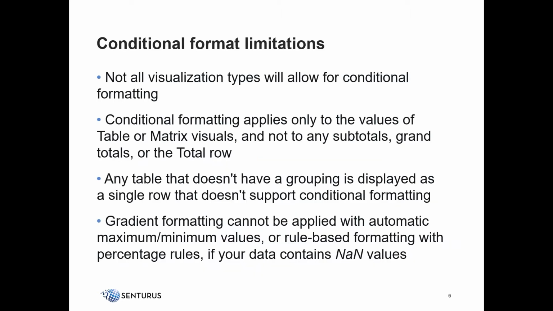There are some rules with conditional formatting. Tables and matrix types, for example, cannot have formatting on any total rows, sub, grand, or the base total row. If a table doesn't have a grouping, then it is displayed as a single row and cannot have conditional formatting. If your data contains NaN values, gradient formatting that uses min-max or rules with percentages cannot be applied.